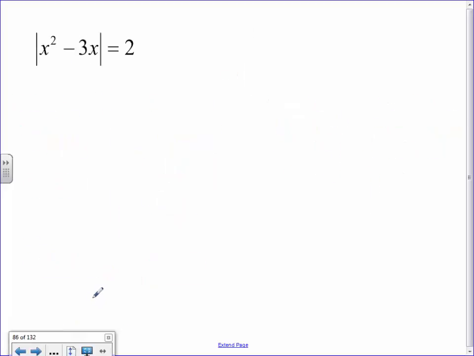Okay, well that was linear. We can also do quadratics. Honestly, it's not that much harder. It's just using your quadratic skills. So, case 1, do nothing special. X squared minus 3x actually equals 2. So I think this is kind of what you're asking, Naomi.